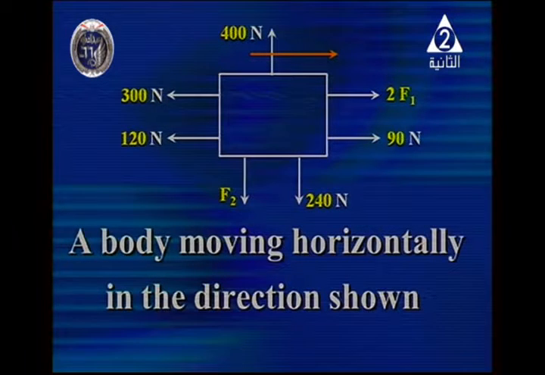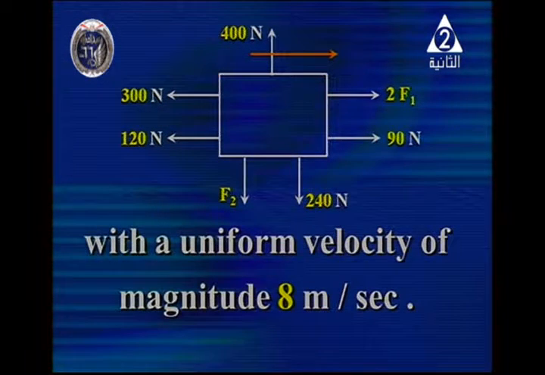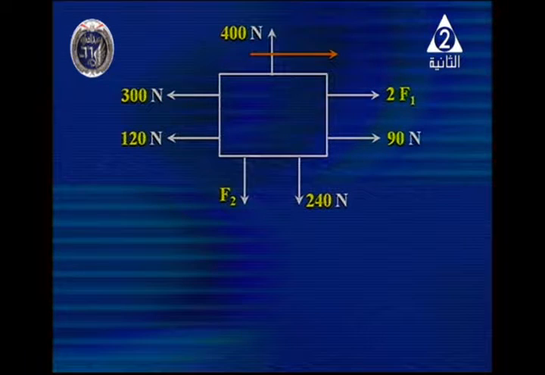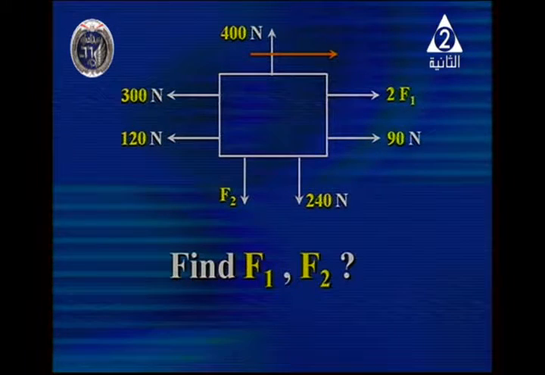On the left hand side 300 Newton, 120 Newton, and to the right F1 and 90 Newton. In vertical, 400 Newton up, F2 down, 240 down. What is required? This body is moving with uniform velocity of magnitude 8 meters per second. Find the value of F1 and F2.